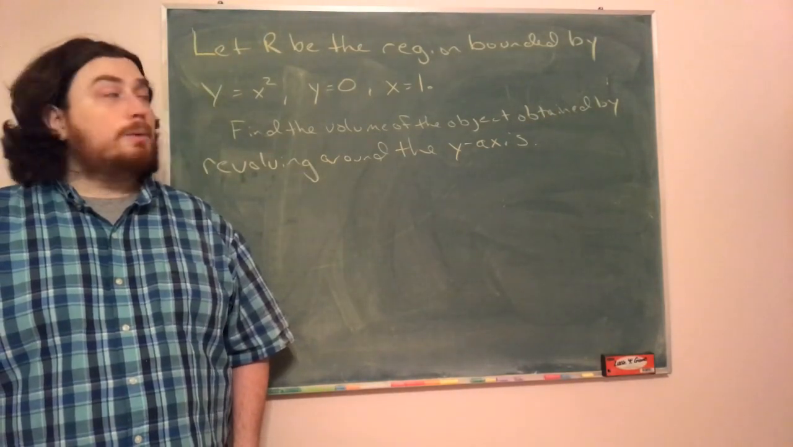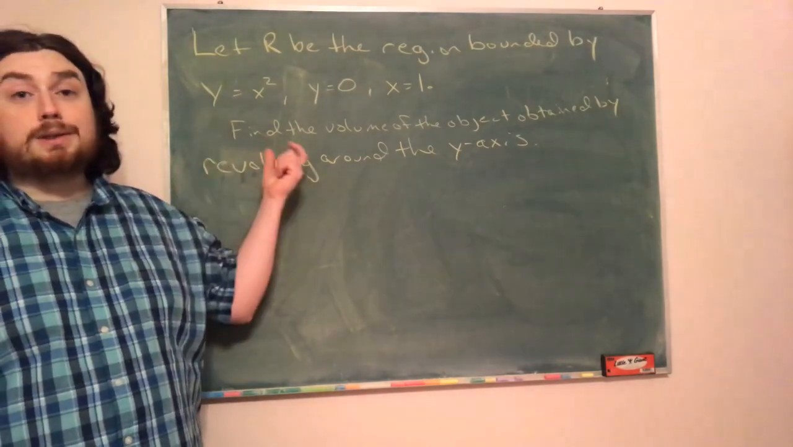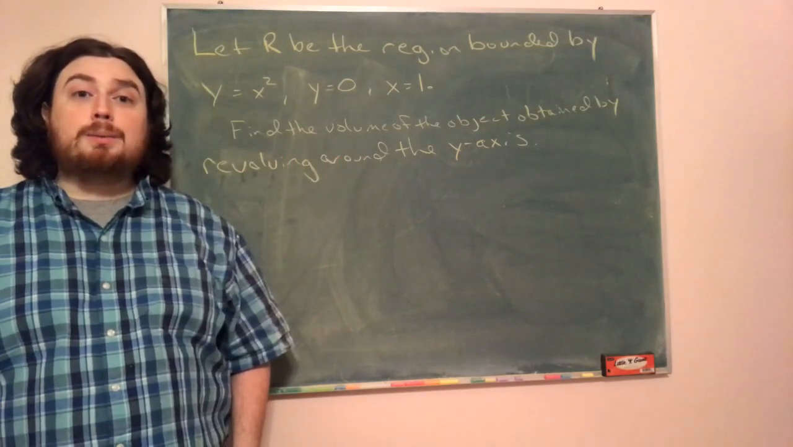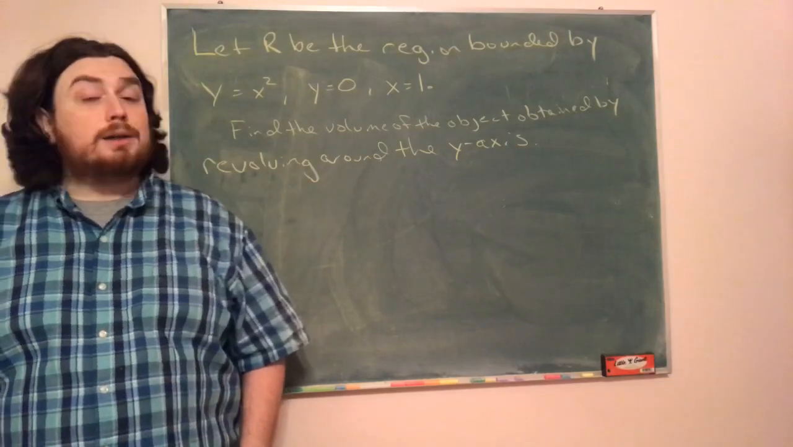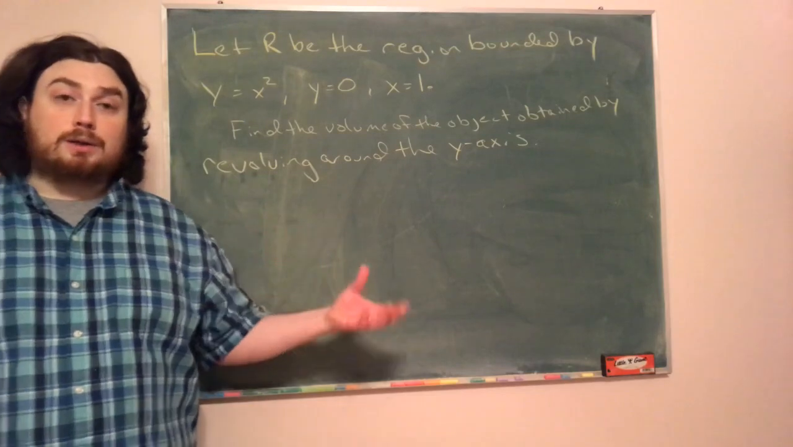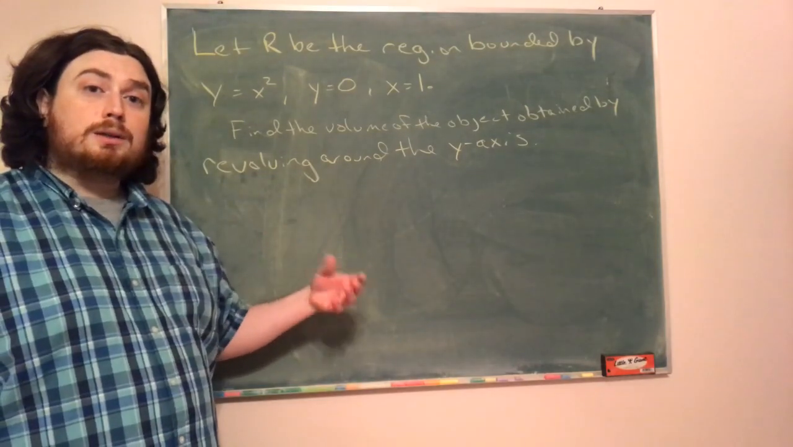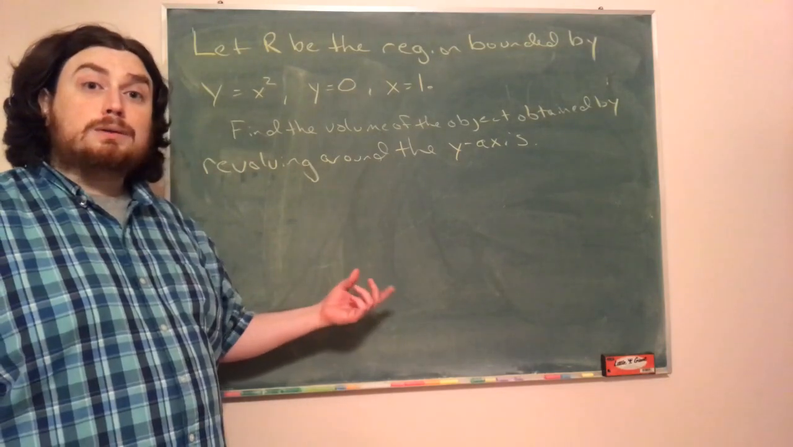For this problem, we're going to have a region bounded by the functions y equals x squared, y equals 0, and x equals 1. Then we're going to create a three-dimensional object by revolving this region about the y-axis. So what we need to do is draw the region, and then graph it three-dimensionally to figure out what that's going to look like, and cut out cross-sections in order to find the total volume. So we'll go ahead and graph those now.